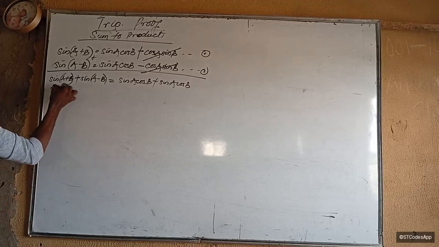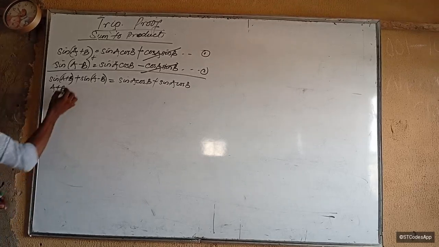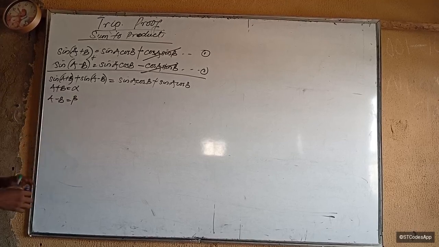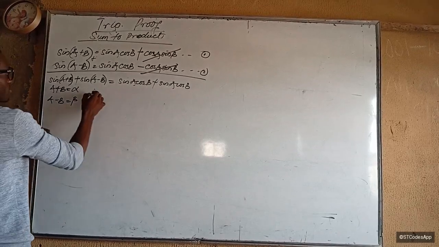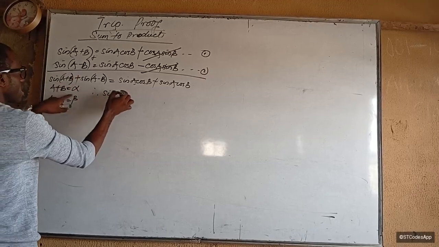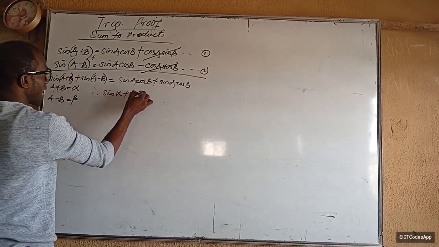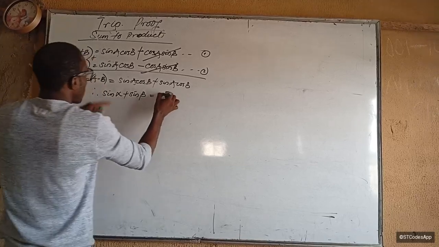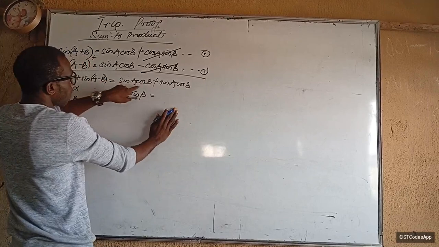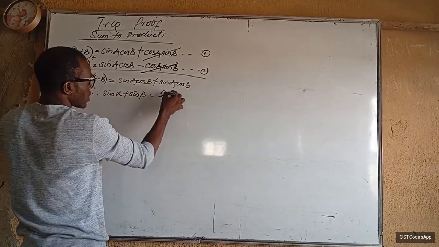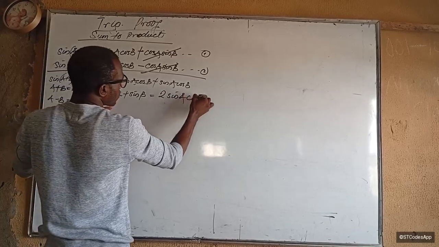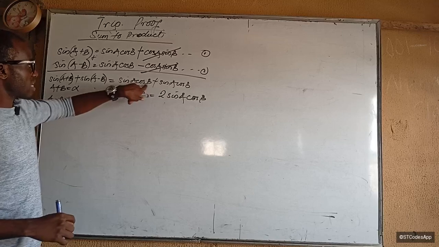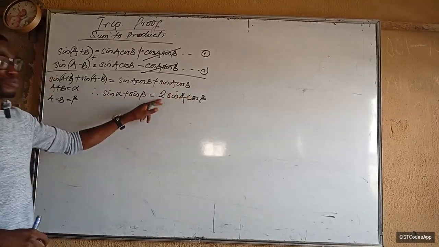Let's make it something simpler. Let A plus B be alpha, and let A minus B give us beta, for example. If this be the case, then this place becomes sine alpha plus sine beta. So this is the sum, and we want it to turn to product. It will become sine A cos B plus sine A cos B, that's 2 sine A cos B. Does that make sense? Why? Because sine A cos B appears twice, so we just put 2 here.